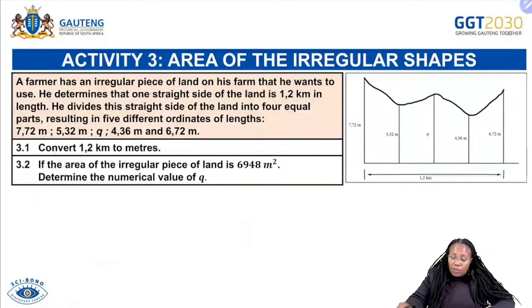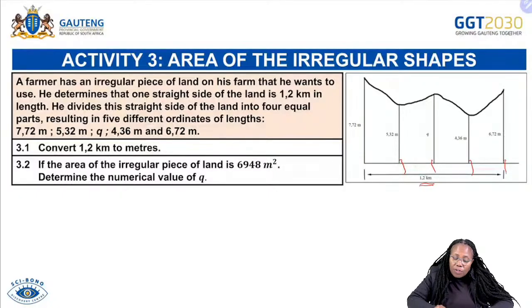And then now let's look at the activity together. We'll do this activity together. A farmer has an irregular shape of land on his farm that he wants to use. He determines that one straight side of the land is 1,2 kilometers in length. He divides this straight side of the land into 4 equal parts. 1, 2, 3, 4. And then now resulting in 5 different ordinates of length.